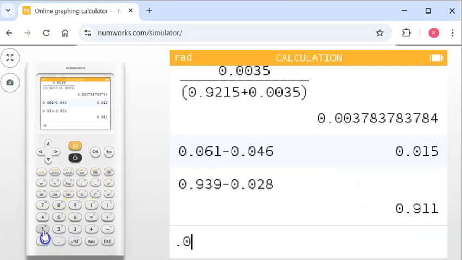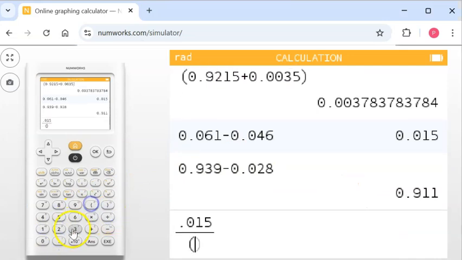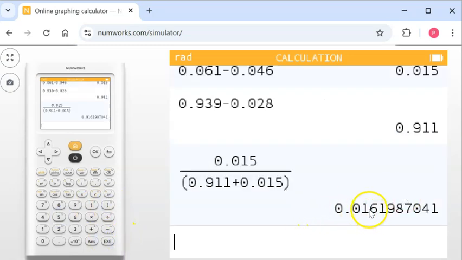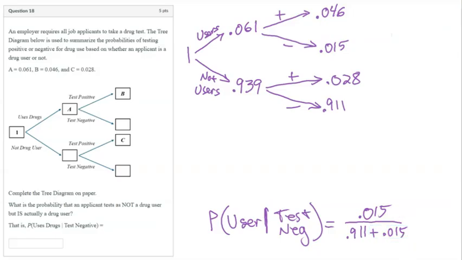So we're going to put this in the calculator. 0.015 divided by parenthesis 0.911 plus 0.015, close parenthesis, execute, and we get 0.0161. This 9 is going to make this 1 a 2, so it's going to be 0.0162. And that's what we're going to put here, 0.0162.